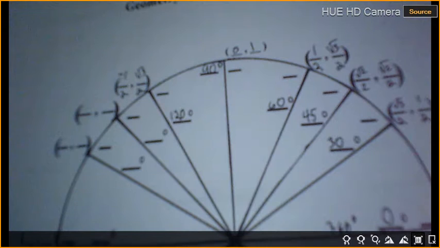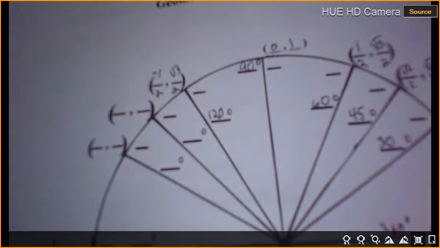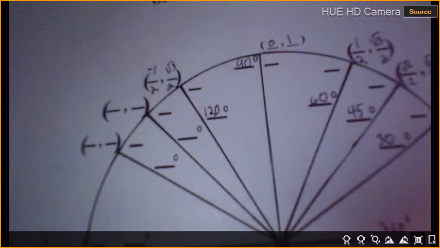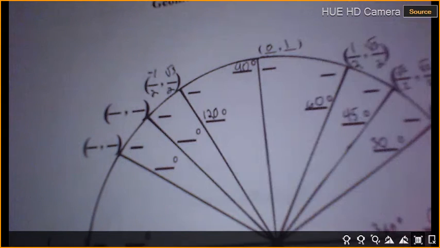We've got 120 degrees, which is -1/2, square root 3/2. Seems very blurry, huh? That seems a little bit better.